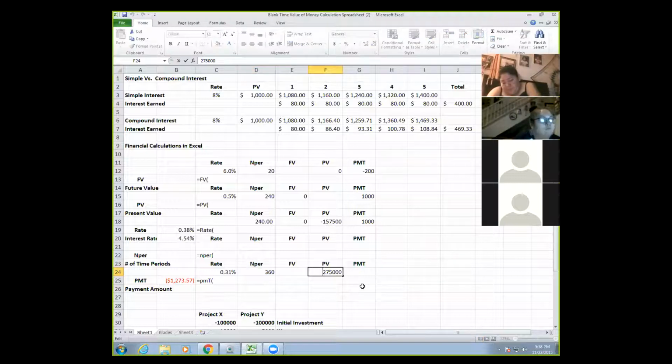It shouldn't. It just gives me a positive 1273.57. You don't have anything in future value or payment? I have 0 for future value. I don't know. Unless it's a round, I can't imagine it would be.